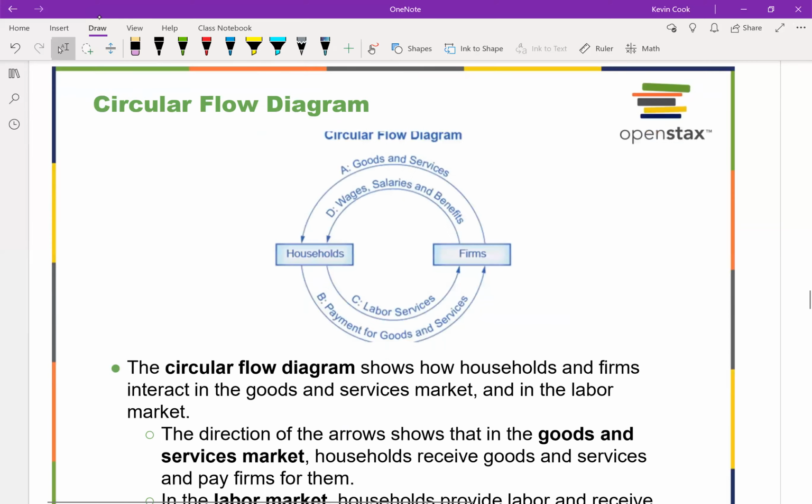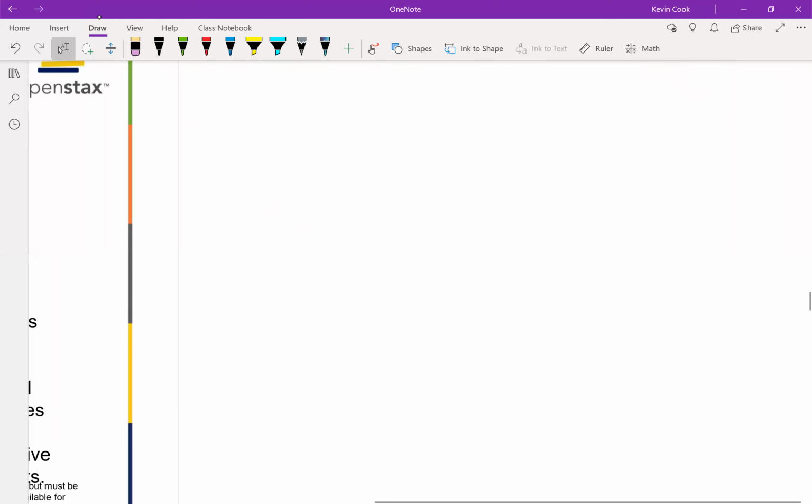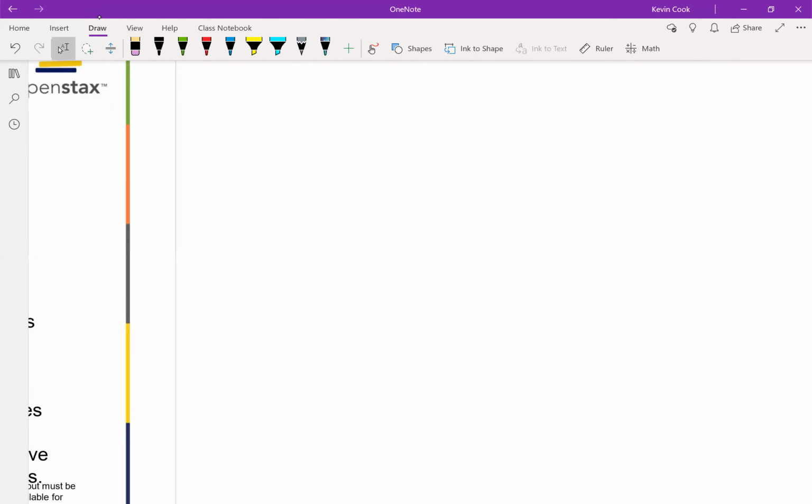So with our models, we get into what's called the circular flow diagram. I'm going to make my own graph rather than theirs because I like my own better. This is going to fairly well demonstrate a general picture of the entire economy. It's going to show us how firms and households interact in different markets.